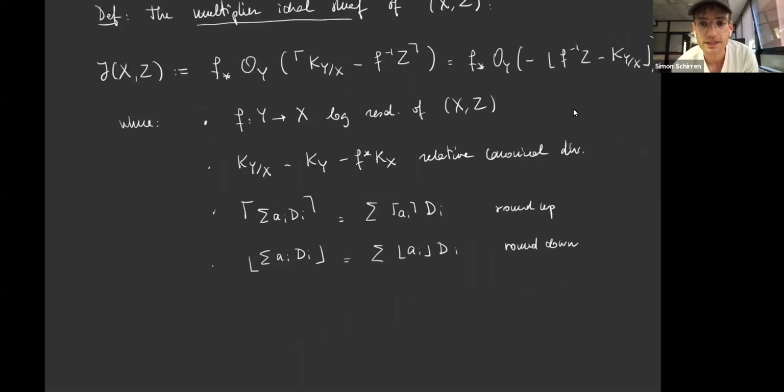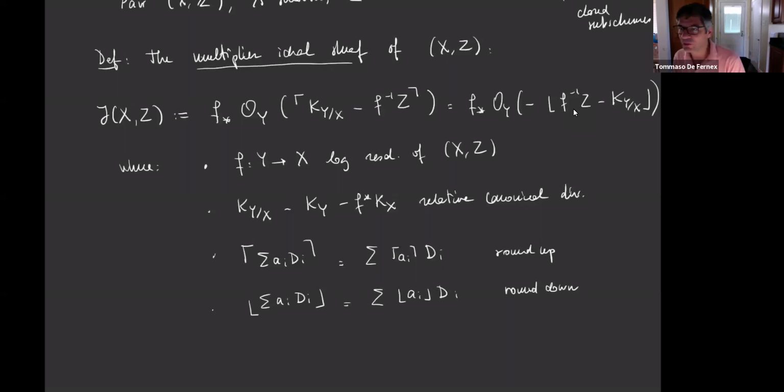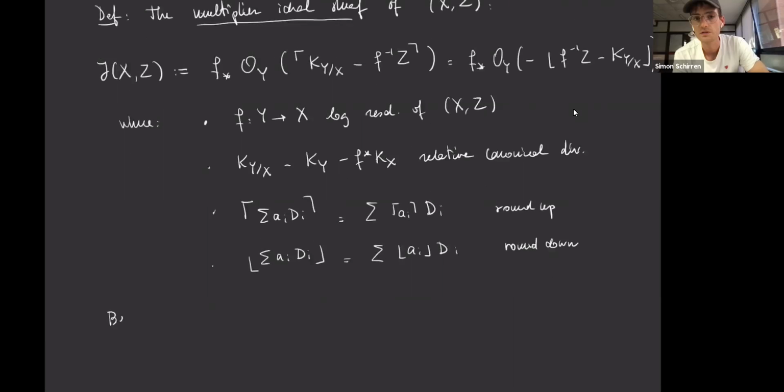And second thing is, this relative canonical divisor is just the cokernel. So when we pull back, we inject into K_Y, and then we take the cokernel. That's K_{Y/X}. I'm going to come back to this on Thursday. Because X and Y are smooth, it's just the cokernel.